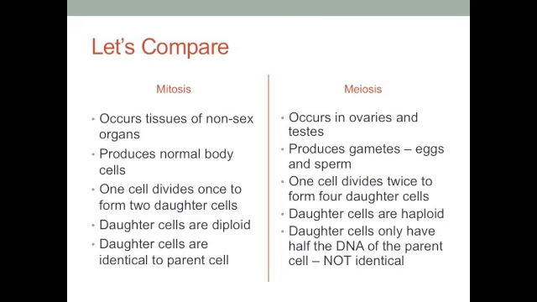And in mitosis, the daughter cells are identical to the parent cell, again, identical, whereas in meiosis, those daughter cells have half of the DNA that the parent cells have, so they're haploid, and they're not identical.